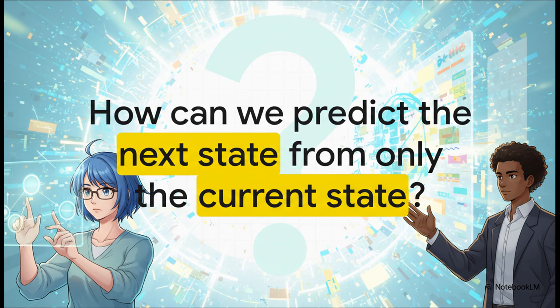The real beauty of the method we're about to explore lies in this one powerful idea. It's called the Markov property, and it's the assumption that you don't actually need to know the entire history of a system to figure out its next move. All that matters is where it is right now.